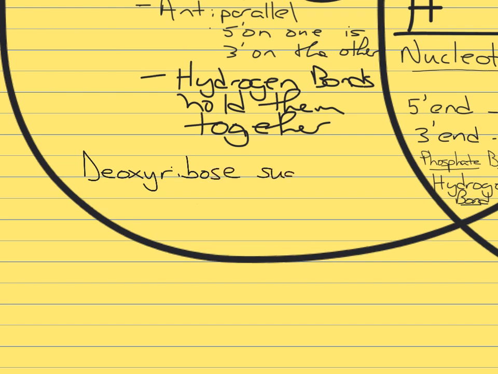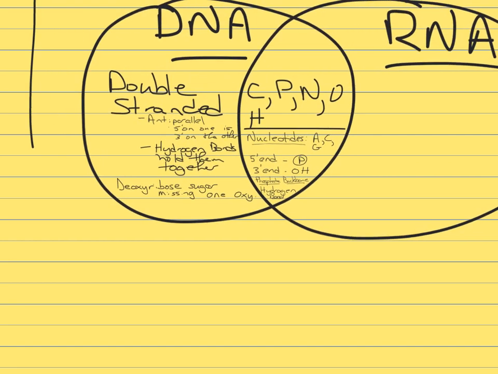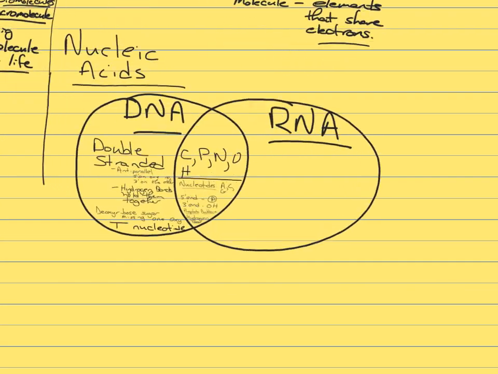Deoxyribose sugar. Remember, that means that it's missing oxygen, right? That's right. What else does DNA have that RNA doesn't? DNA has T. That's right. That's perfect. There's a T. Excellent. Nucleotide. If you know all that, you're pretty solid with the difference between DNA and RNA. This macromolecule we can almost check off.